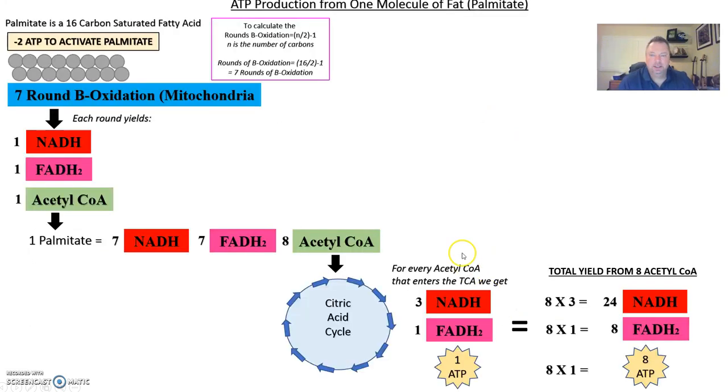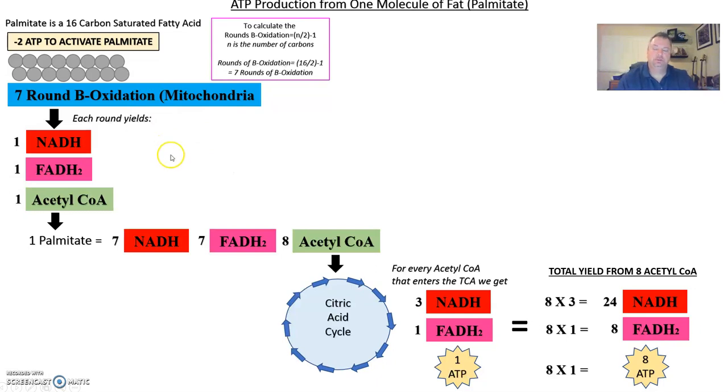Now let's look at ATP production from 1 molecule of fat, or palmitate. So palmitate is a 16-carbon saturated fatty acid. And once again, it's going to take 2 ATP to activate palmitate. We have to calculate the rounds of beta oxidation that occur. And how we do that is we take N divided by 2 and subtract 1. N is the number of carbons, so we have 16 carbons. We're going to divide that by 2 and then subtract 1. That gives us 7 rounds of beta oxidation, which occurs within the mitochondria.